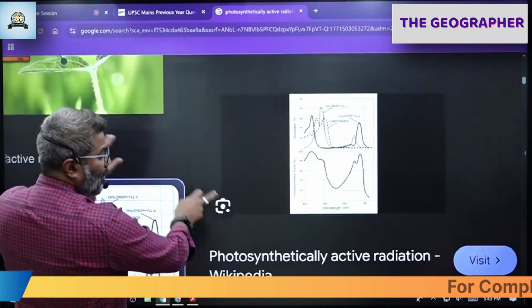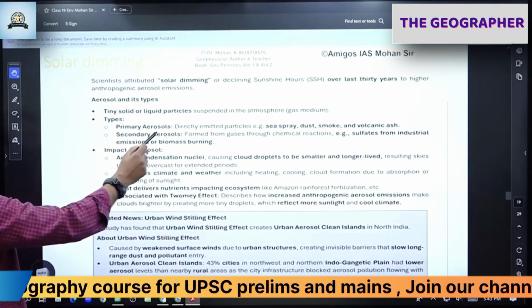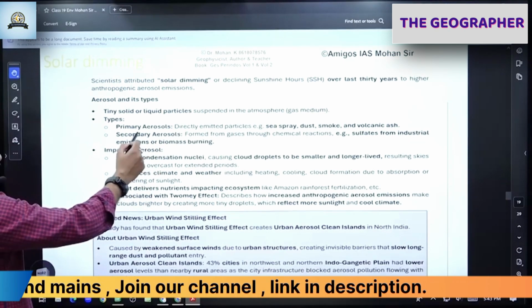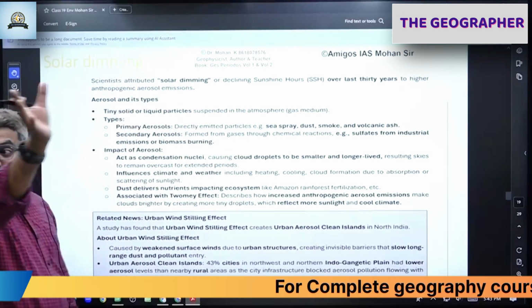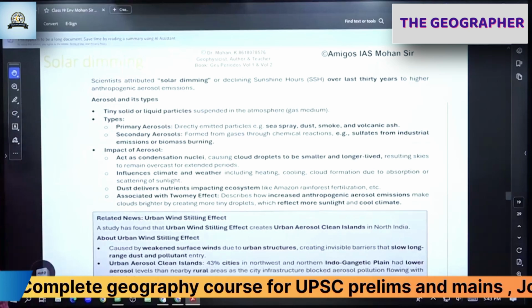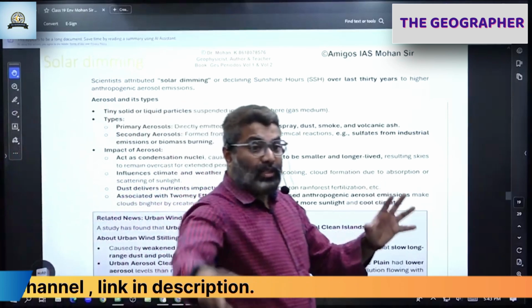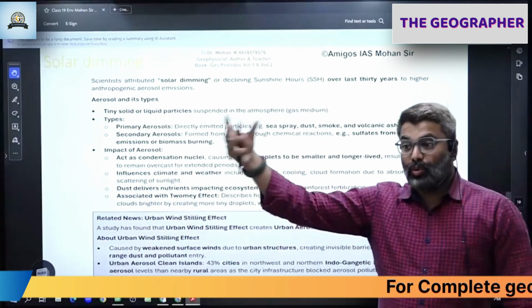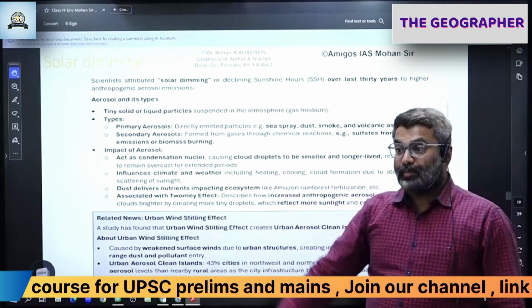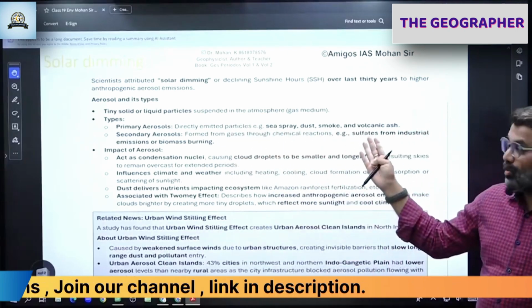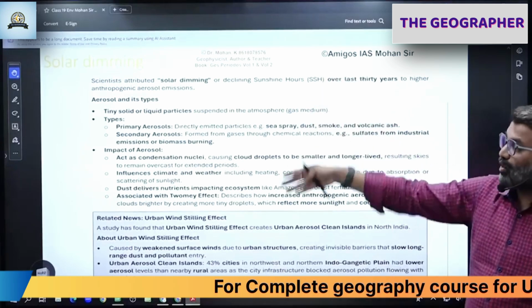So photosynthetically active radiation is being affected. Now you can read and understand the rest. There are two types: primary aerosol and secondary aerosol. Directly emitted by us: ash, smoke, soot, volcanic ash. Primary aerosols react and become secondary aerosols. In one of the classes I was talking about photochemical smog, where various urban pollutants react, nitrogen compounds, ozone, correct? They all react in the presence of sunlight and become peroxyacetyl nitrate. This kind of photochemical smog also causes a lot of damage through solar dimming, or reduces solar insolation.